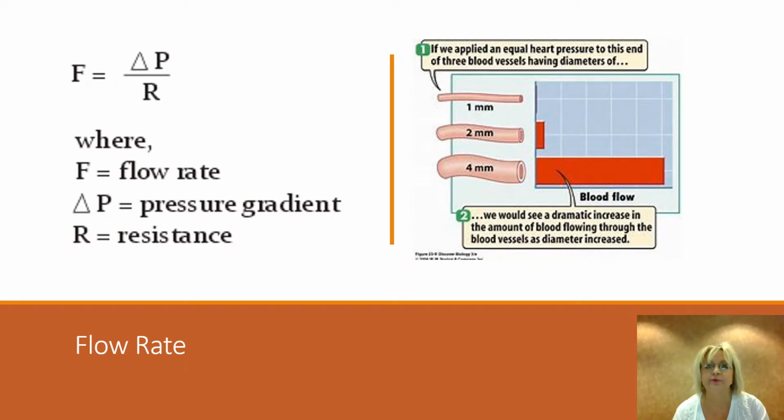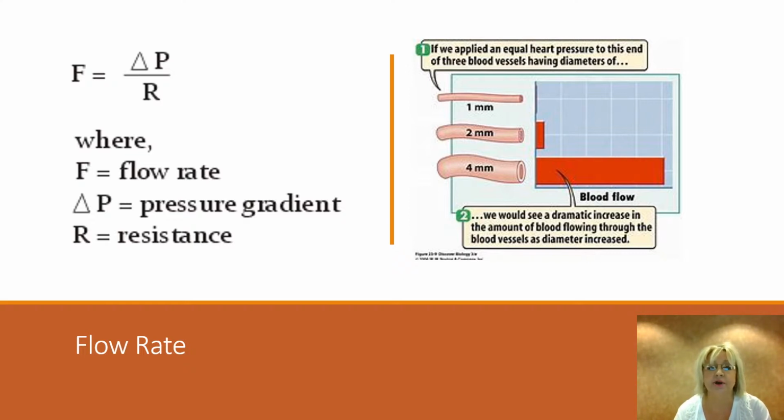So the blood flow through a vessel will depend on the pressure gradient and the vascular resistance. When we're discussing the flow rate, as resistance increases, the flow rate will decrease. Mathematically, the flow of blood through a vessel is equal to the pressure gradient divided by the resistance of the blood vessel.